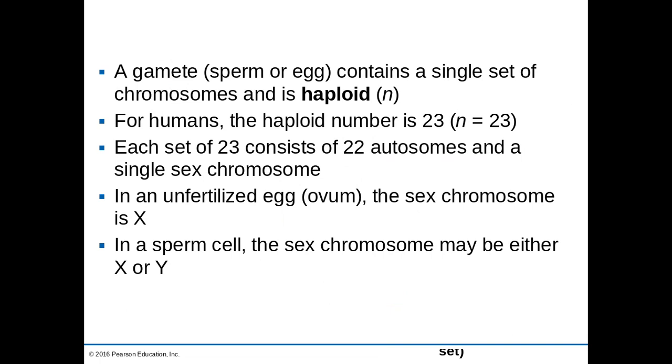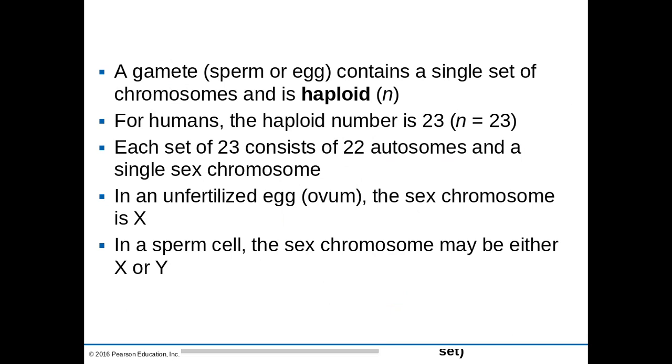A gamete, on the other hand, like a sperm or an egg cell, contains only a single set of chromosomes and is a haploid cell, which we represent with the abbreviation N. In humans, the haploid number is 23, which includes the 22 autosomes and a sex chromosome.